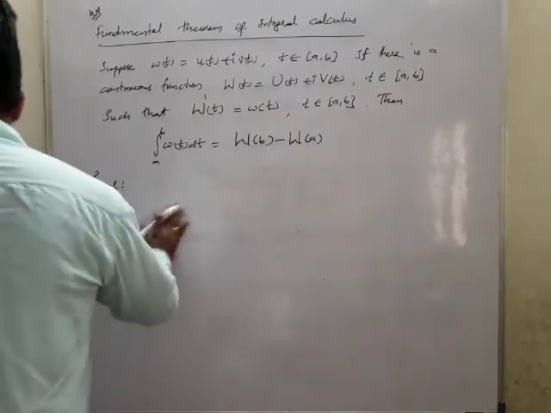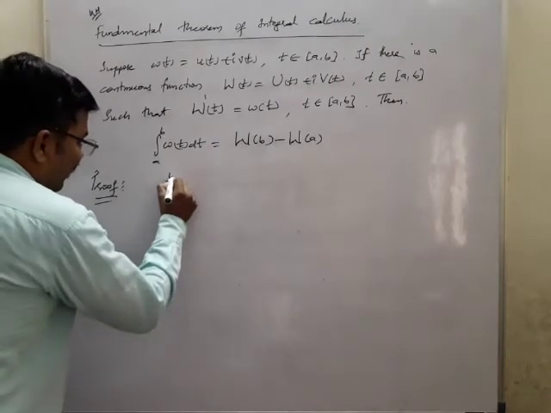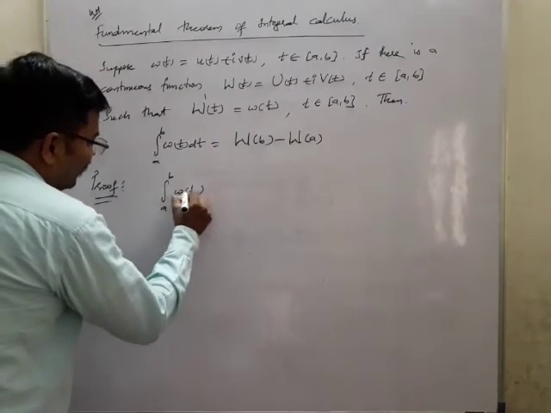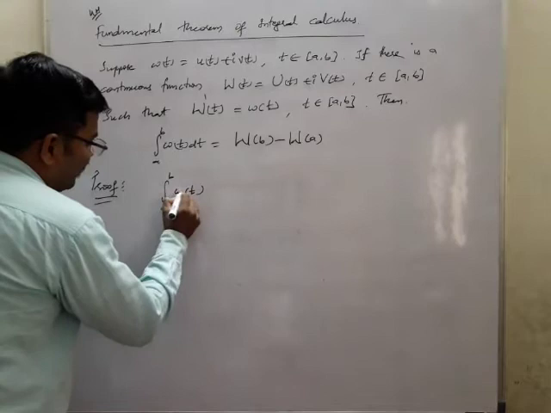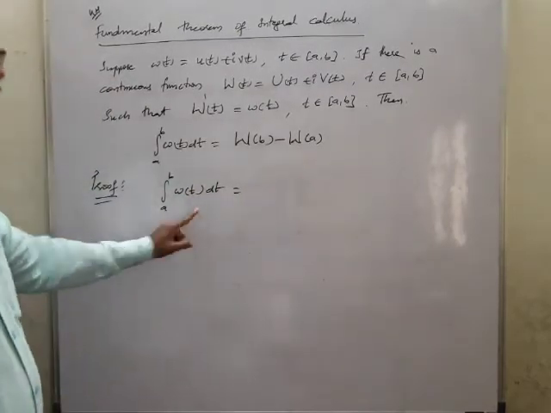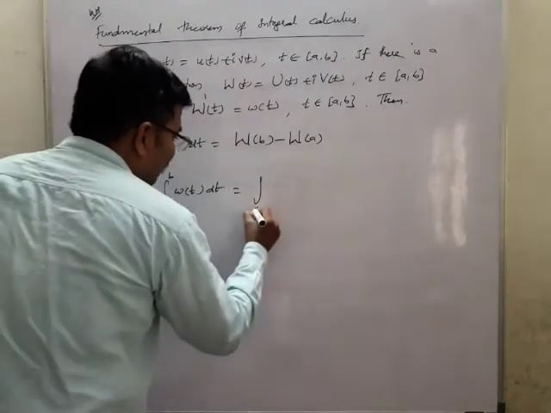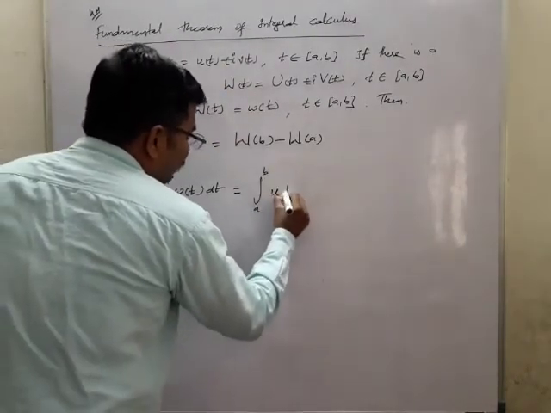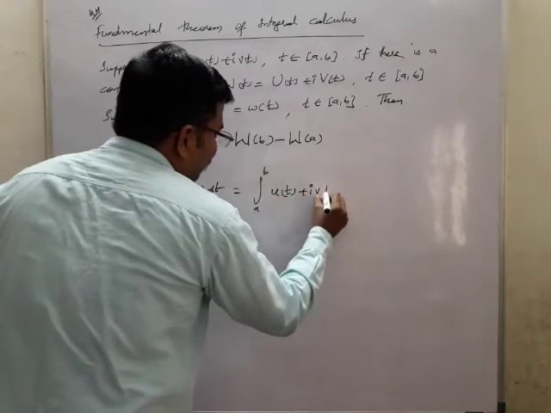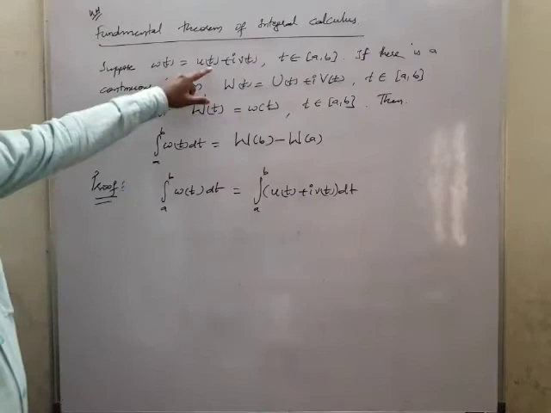Okay, now let us take this one in the form of like this. Let us take the integral from a to b of w(t) dt, where w(t) dt is the integral from a to b of u(t) + i v(t) dt, according to the given hypothesis.